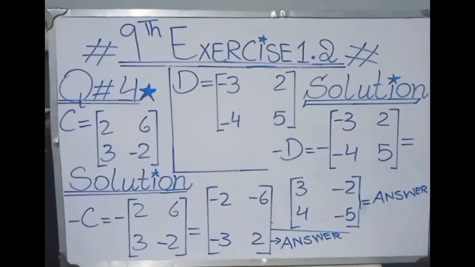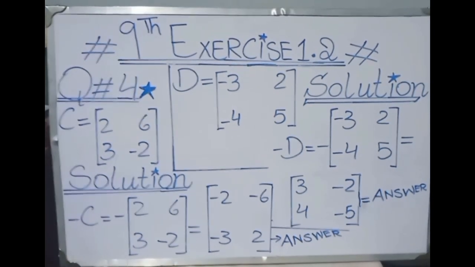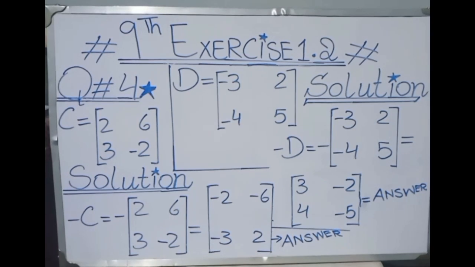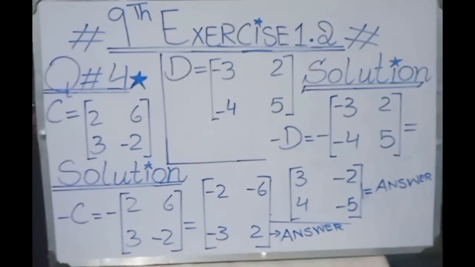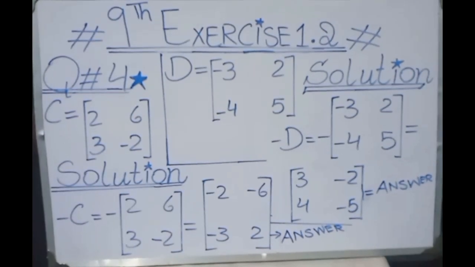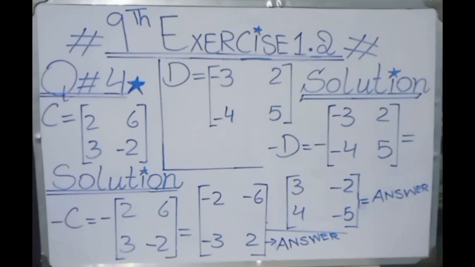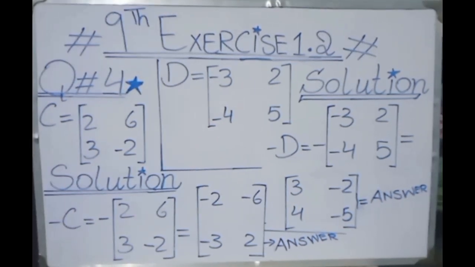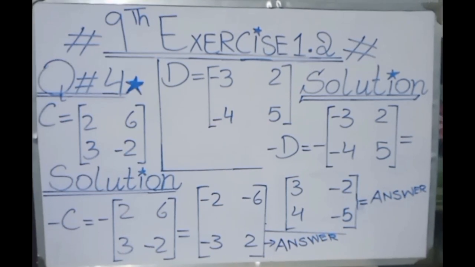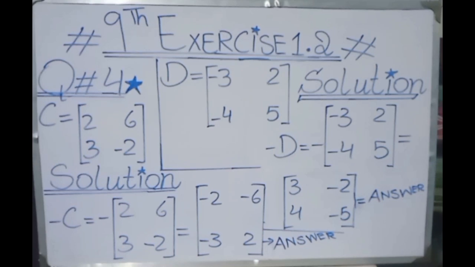For solving this part, we will again multiply the negative sign with all the entries of part D. And the things become changed, like negative 3 becomes a positive 3, a positive 2 becomes a negative 2, a negative 4 becomes a positive 4, and positive 5 becomes a negative 5.